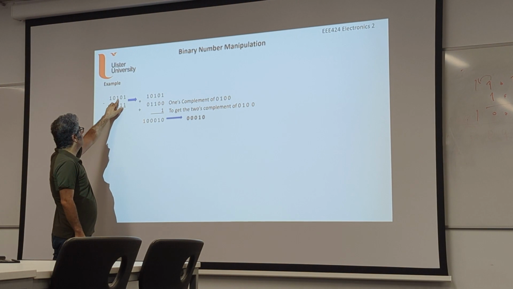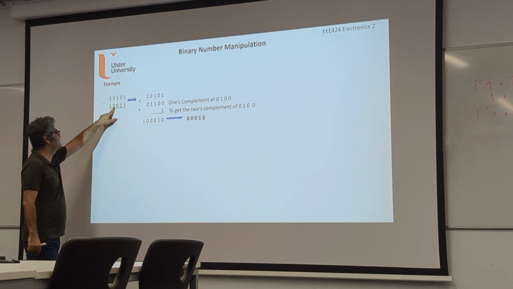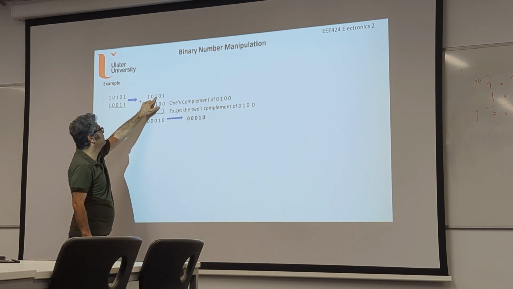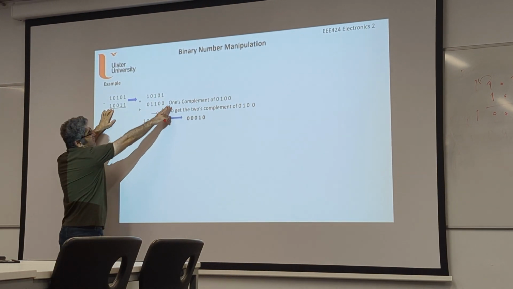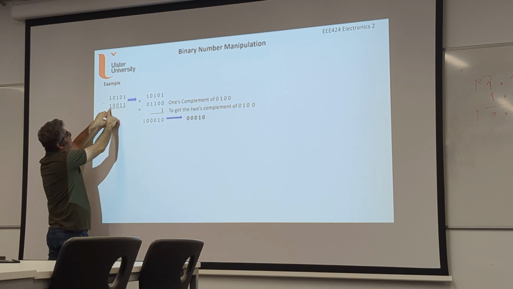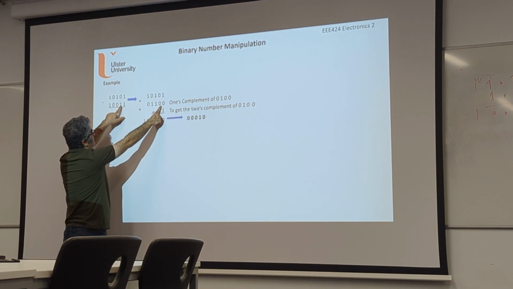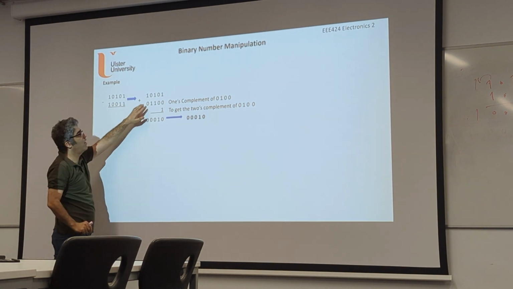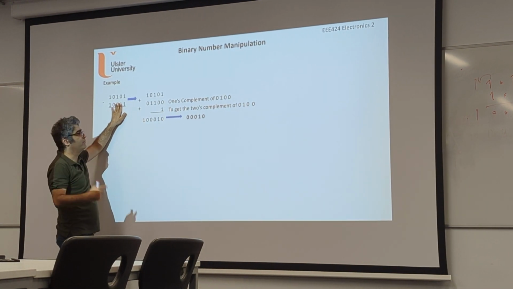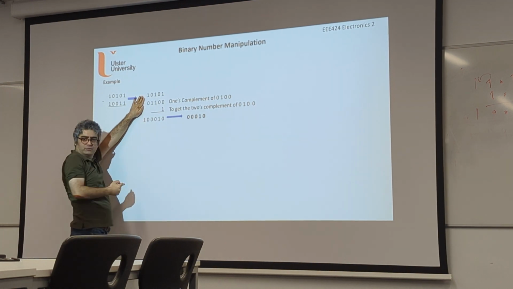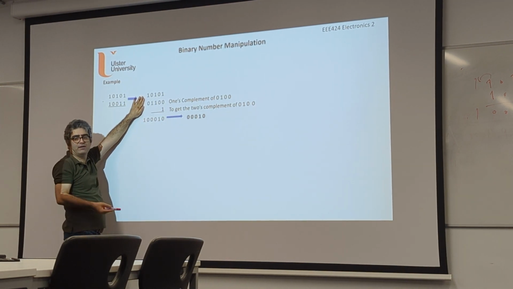So, 1, 0, 1, 0, 1. We want to subtract 1, 0, 0, 1, 1. We keep the top value the same: 1, 0, 1, 0, 1. Here, first we use the 1 complement of this. Reverse. 1 would be 0, 0 would be 1, 0 would be 1, 1 would be 0, 1 would be 0. It's the complement of this number. 1 complement. Then we will add 1 as well. Then we add these three numbers to each other and find the value.